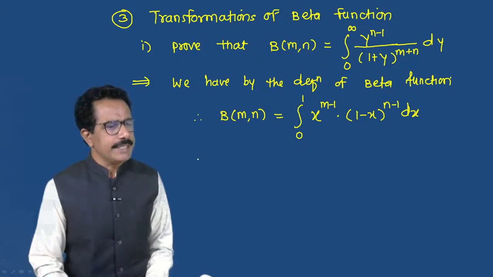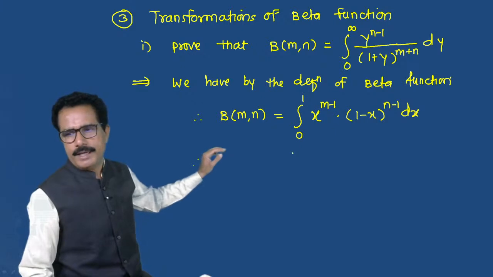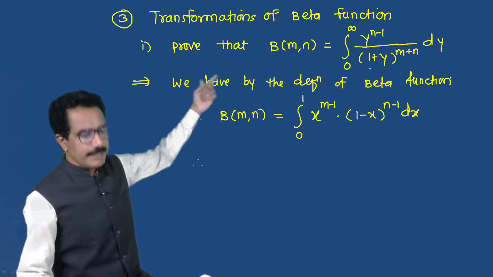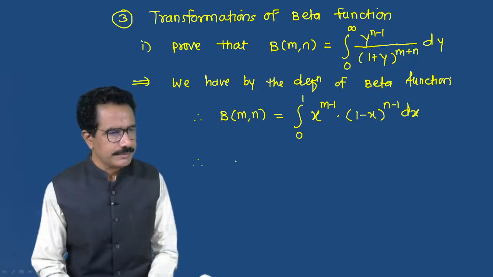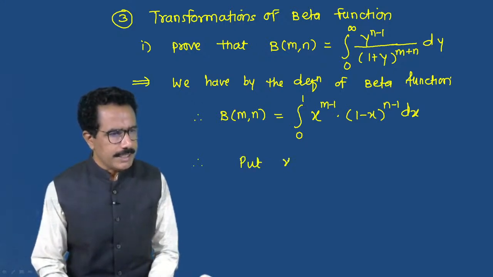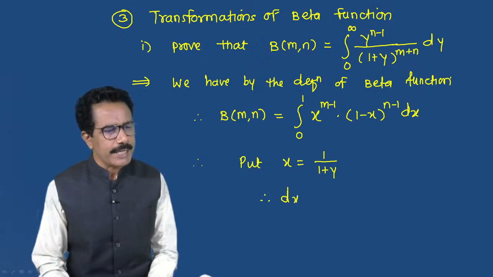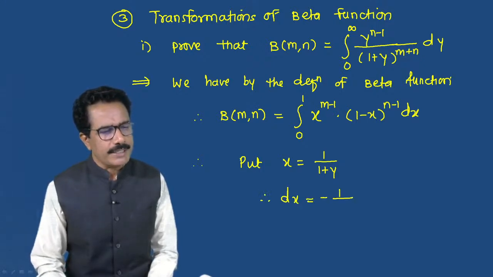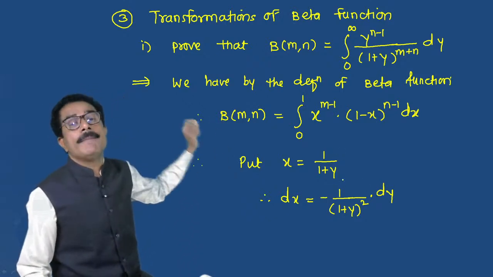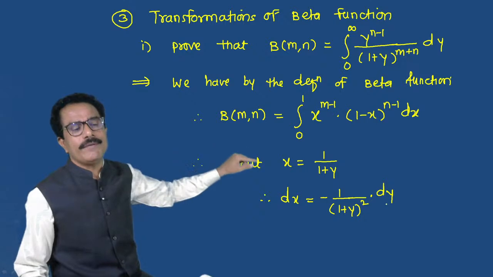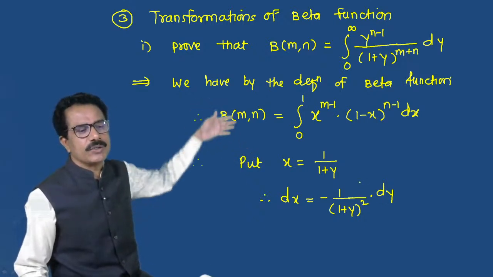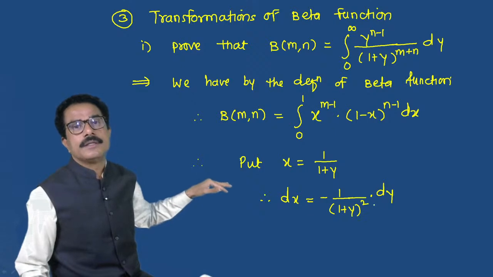Now we can write this in another form, using the substitution method to replace the variable. So put x is equal to 1 divided by 1 plus y. So dx is equal to minus 1 upon (1 plus y) whole square into dy. Actually, the derivative of 1 upon f of x is minus 1 upon f of x square into f dash of x. In this way, the derivative of 1 upon x is minus 1 upon x square.